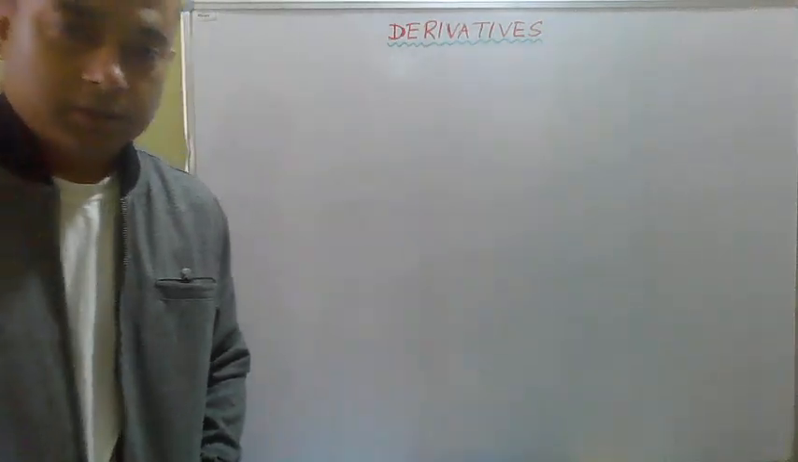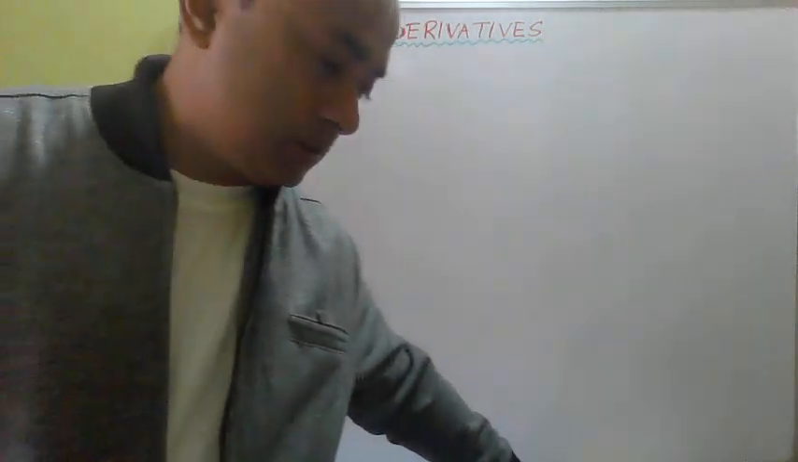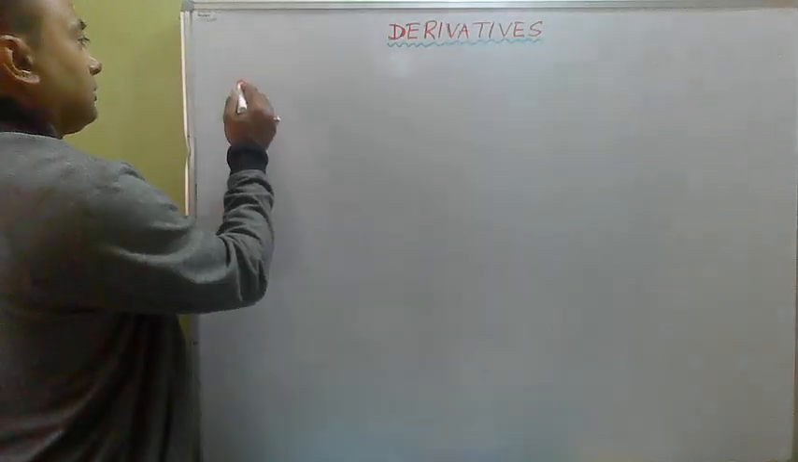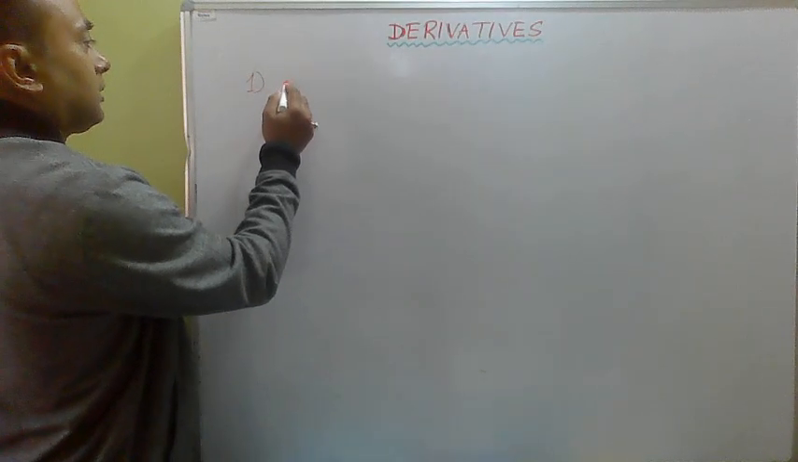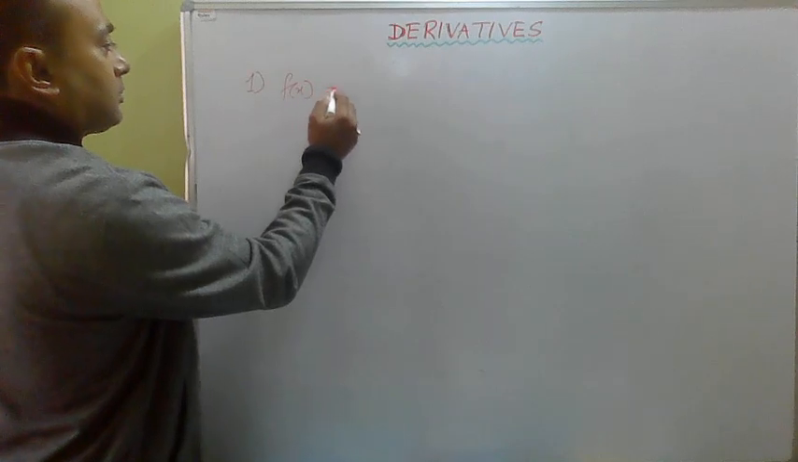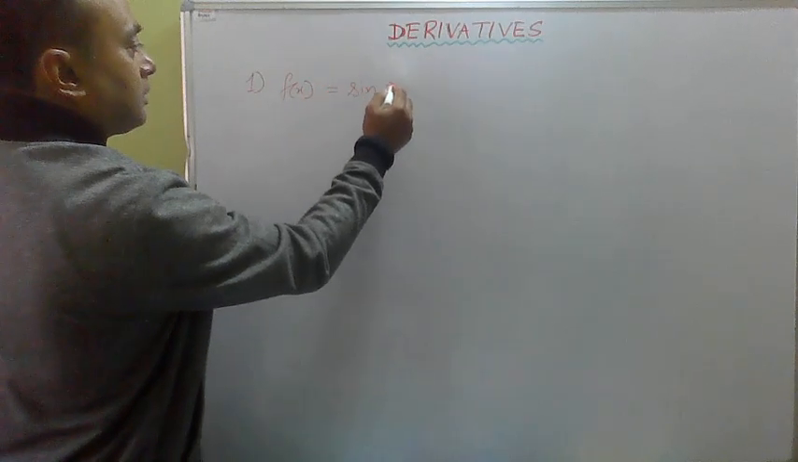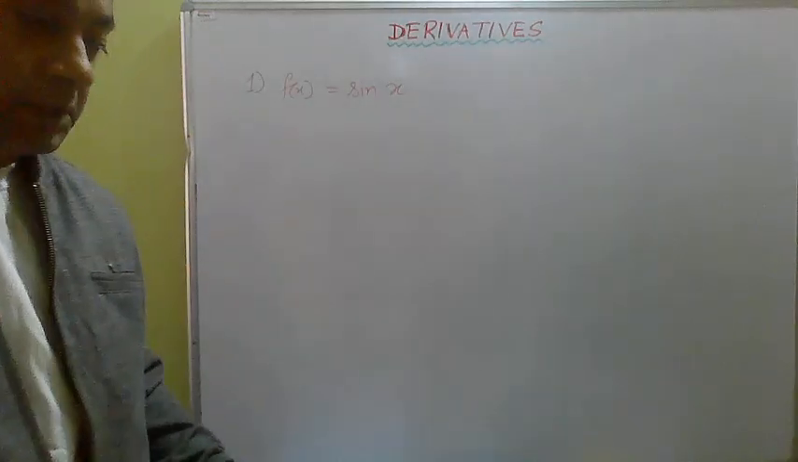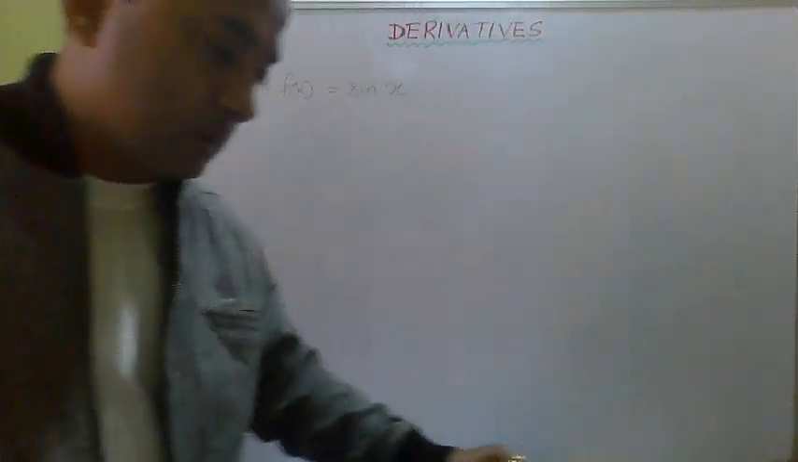Hello students. So next we are going to find out the derivative of trigonometric functions, and the first one as usual we will take f(x) is equal to sin x. Okay. So what is the derivative of sin x?